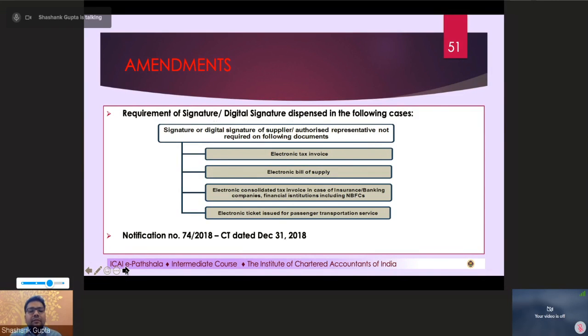Next is requirement of signature and digital signature. So this requirement has been done away with in the case of an electronic tax invoice, electronic bill of supply, electronic consolidated tax invoice, in case of insurance, banking company, financial institution, and electronic ticket issued for passenger transportation service.